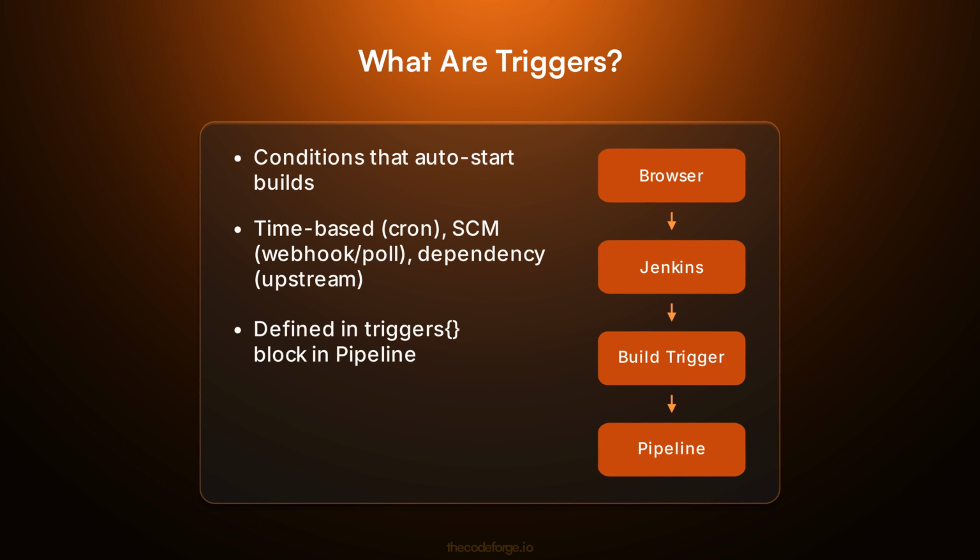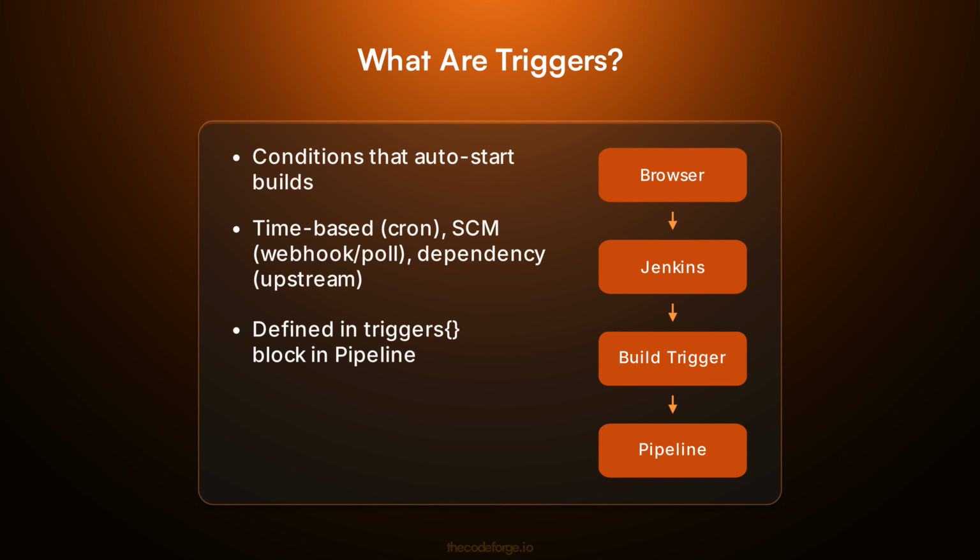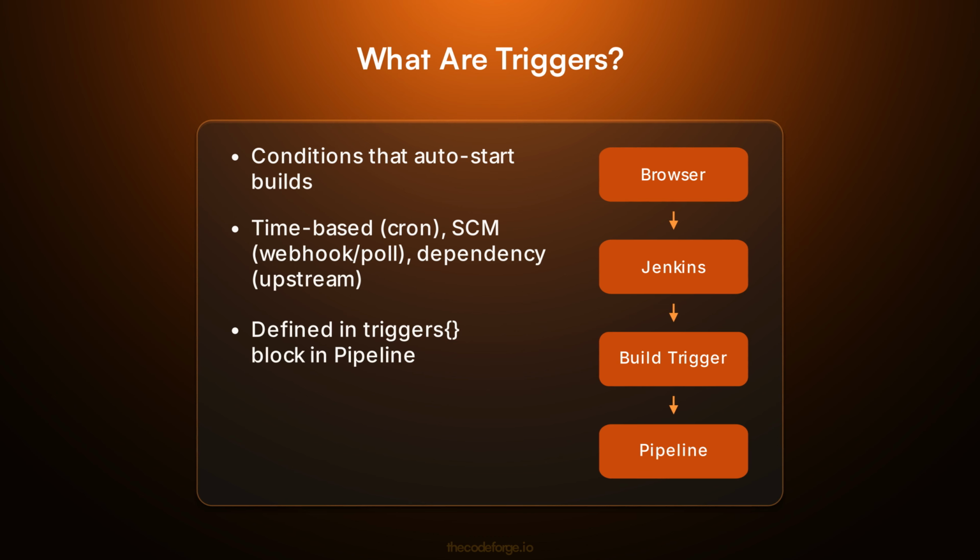Jenkins build triggers are conditions that automatically start a build. They can be time-based like cron, source code change-based like webhooks or pollSCM, or dependency-based like upstream triggers. In declarative pipeline, triggers are defined inside the triggers block.